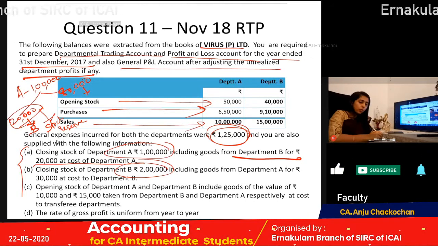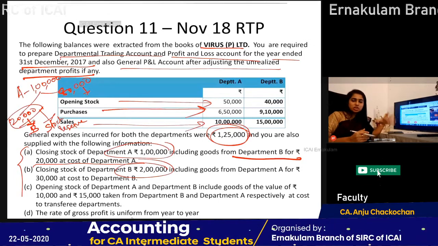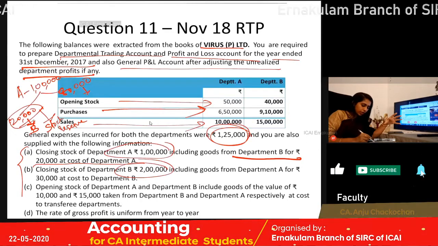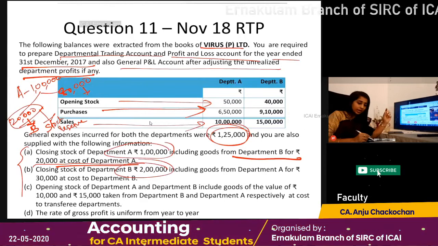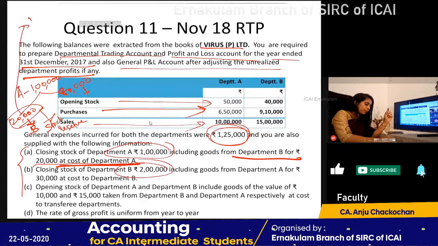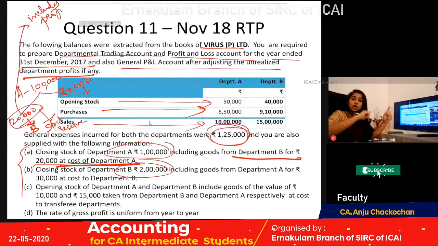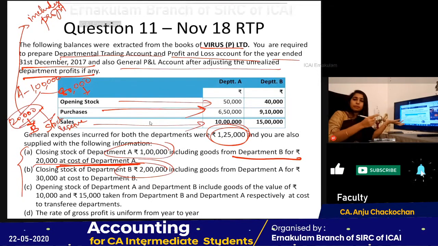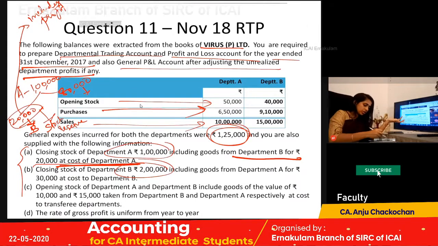There's nothing much. 1 lakh is the total stock, of which 20,000 is the goods which are transferred from B, and this is the cost to transfer. Okay, cost to department A. Cost to department A meaning this amount of 20,000 includes profit. Cost to department A meaning the sales value to department B. If it is sales to department B, definitely that will include the profit element.